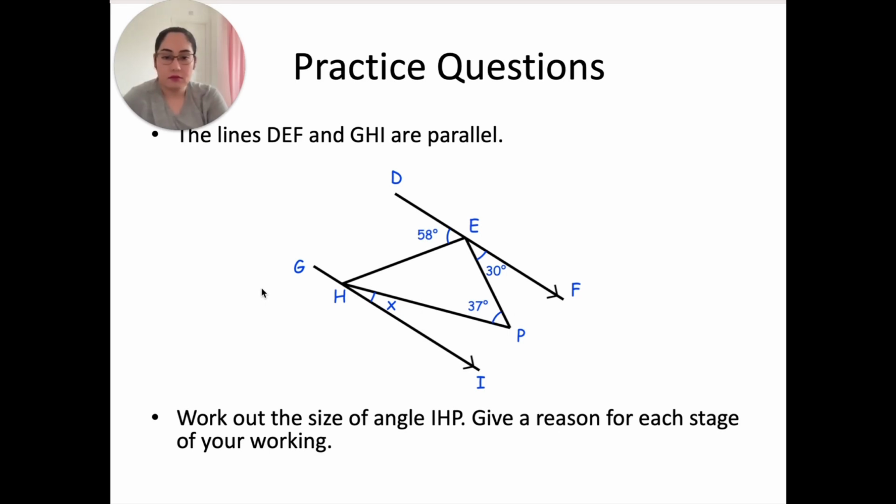The lines DEF and GHI are parallel. You can see the arrows there indicated as well. Work out the size of angle IHB. Give a reason for each stage of your working. Okay, it's also labeled as X, so that is the angle that we are looking for.